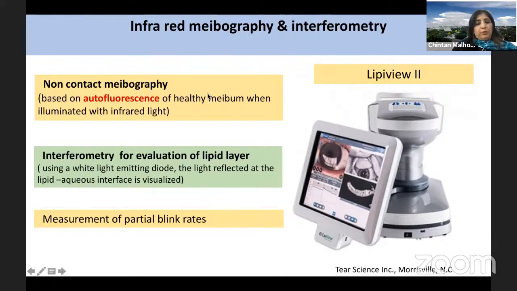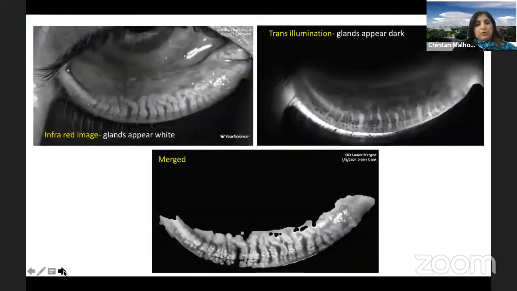Coming on to the LipiView 2, it gives us three functions. We see the meibomian glands because the meibum in the glands autofluoresces when illuminated with infrared light. We have the interferometry to evaluate the lipid layer thickness, and also we can measure the partial blinks, which in themselves can cause dryness. So these are some examples of patients where, in the infrared images, the glands appear white as seen in the image on the left.